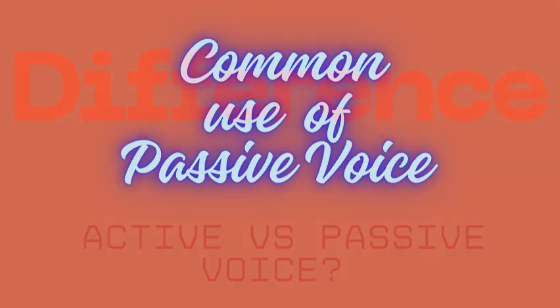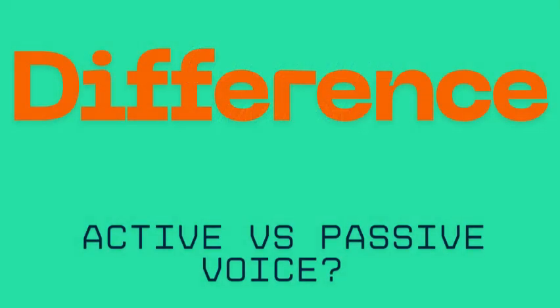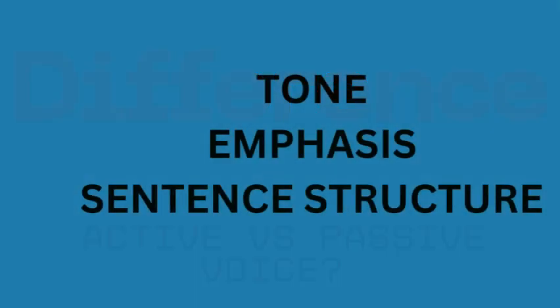So what's the difference between the active and the passive voice? Well, the primary difference between active voice and passive voice is their tone, the emphasis, and the sentence structure. The active voice presents a more direct and dynamic approach, which clearly identifies who or what is performing an action, while the passive voice is often in a subtler tone, shifting the emphasis away from the doer and onto the action itself or onto the recipient.